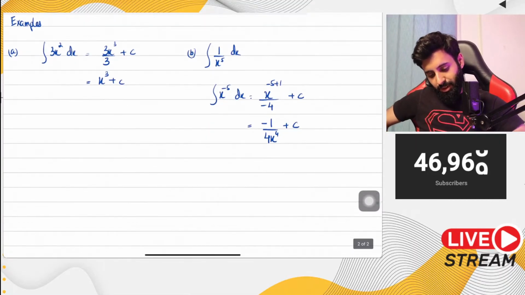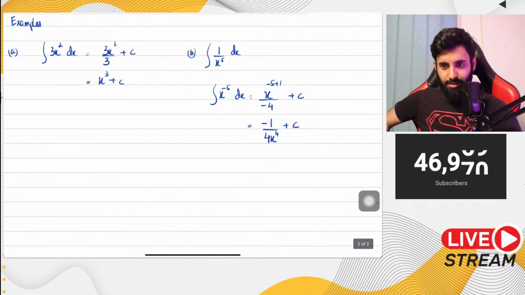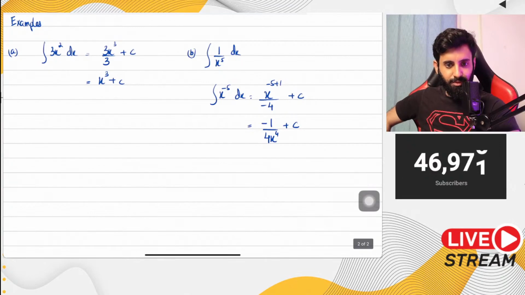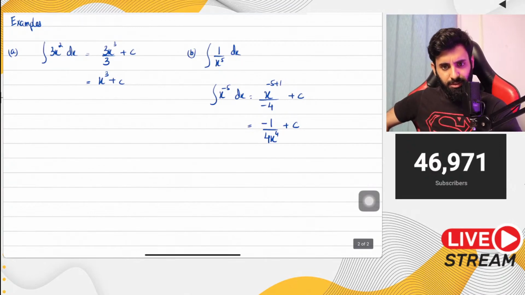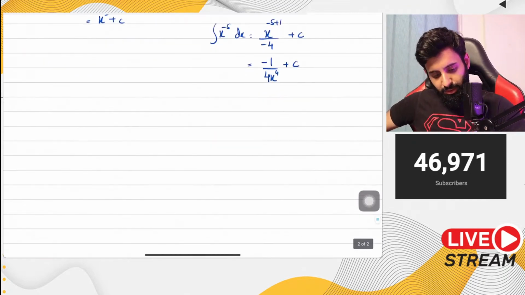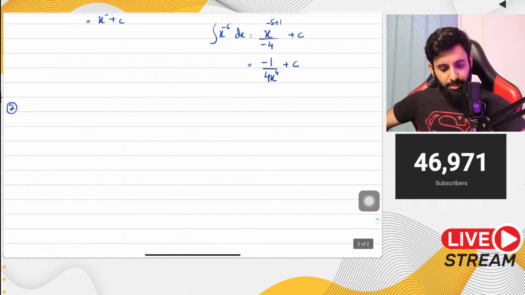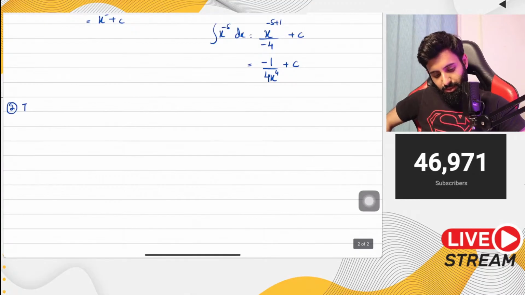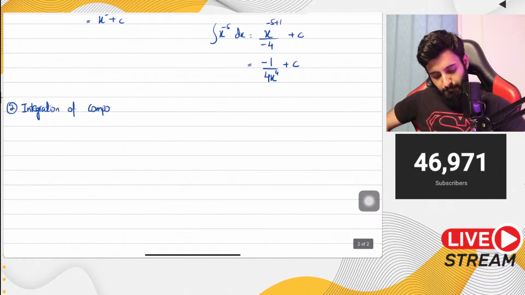Okay, now let's move on. Now we move on to the second type. The second type is integration of composite functions. Okay, and what does a composite function look like?